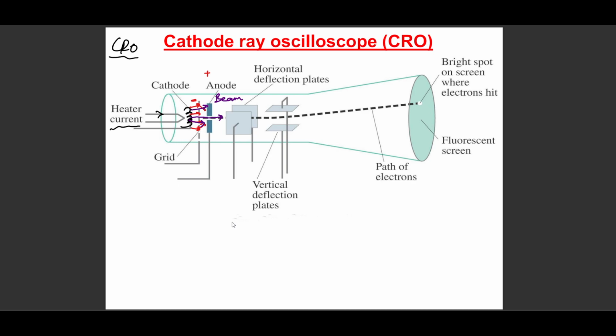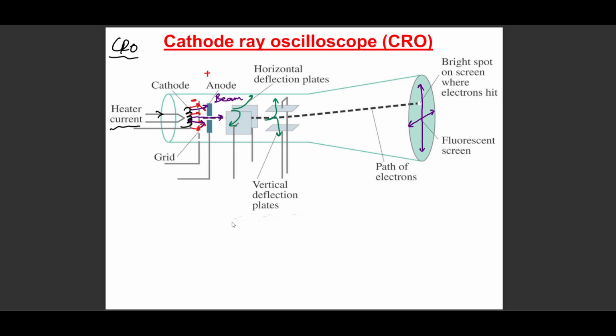Now then we have horizontal deflection plates and vertical deflection plates. What they're basically doing is that on the graph on the screen of the CRO, they're controlling which way the electron can go. The horizontal deflection plates make sure that the electron can go towards the left or towards the right side.